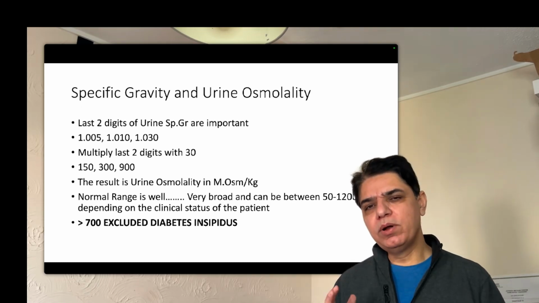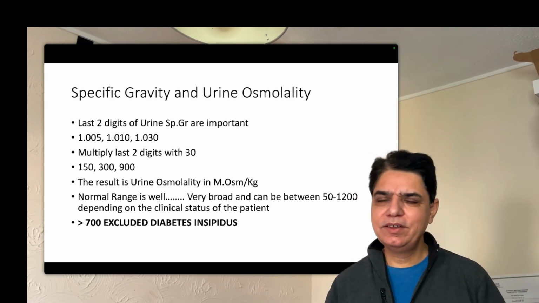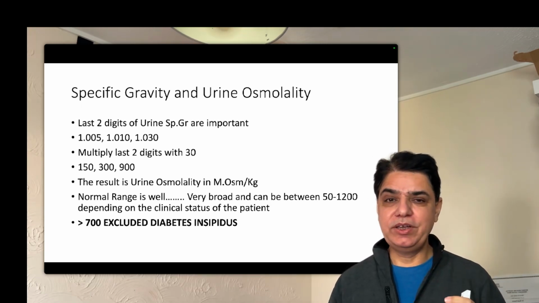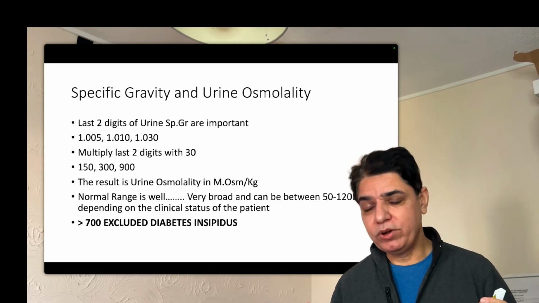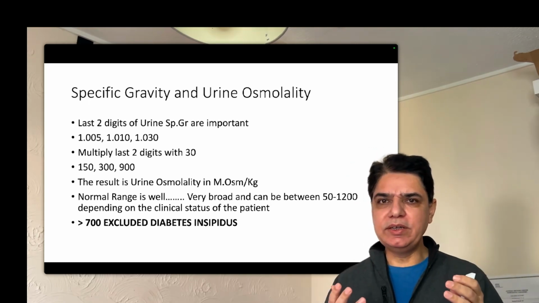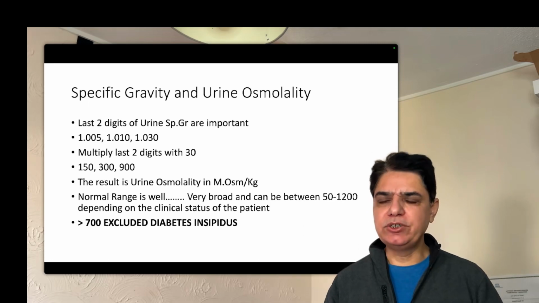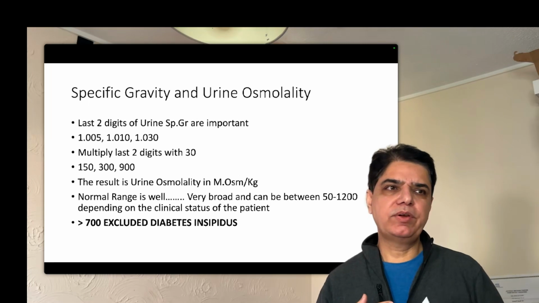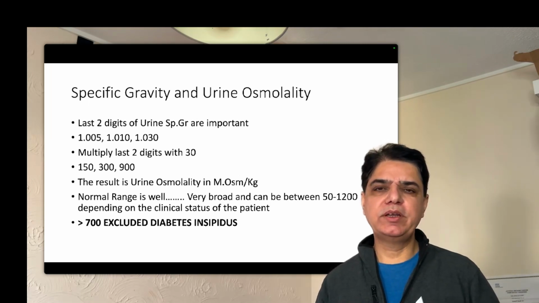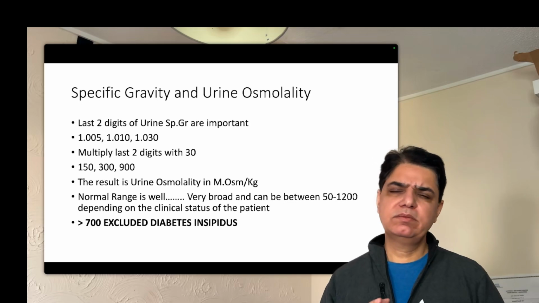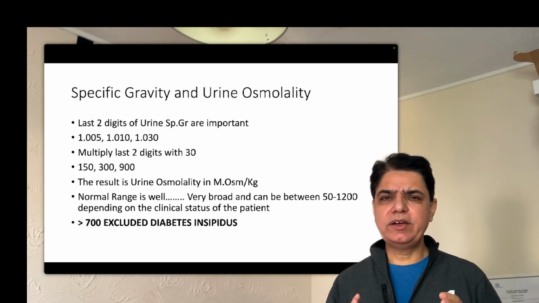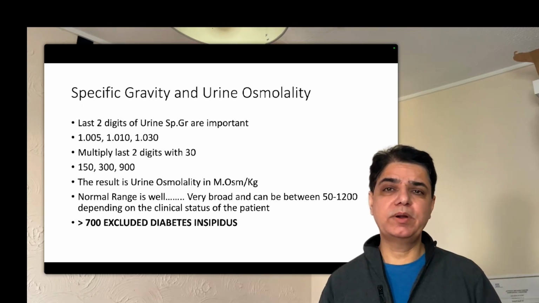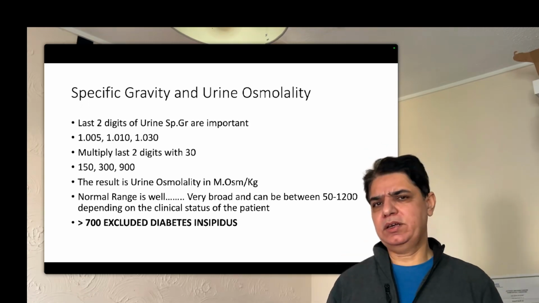Now you say, what is the normal range? Well, it's quite broad. It's somewhere between 50 to 1200. Look at the variation, and it depends on the clinical status of the patient, how much the patient has been drinking water, whether he's been suffering from conditions like vomiting and diarrhea, whether he's edematous, and so on. So urine osmolality in a normal person can vary a lot, from 50 to 1200 milliosmoles per kilogram. But there's one thing that can help you.